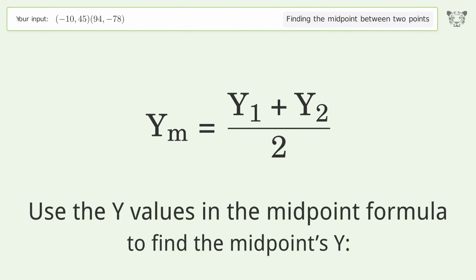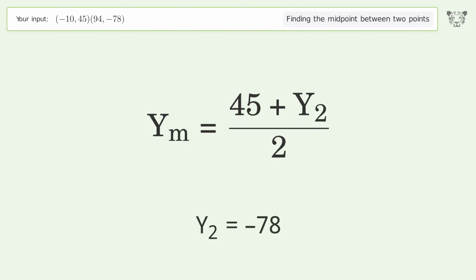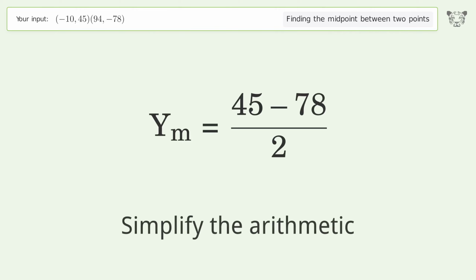Use the y values in the midpoint formula to find the midpoints y. y1 equals 45. y2 equals negative 78. Simplify the arithmetic.